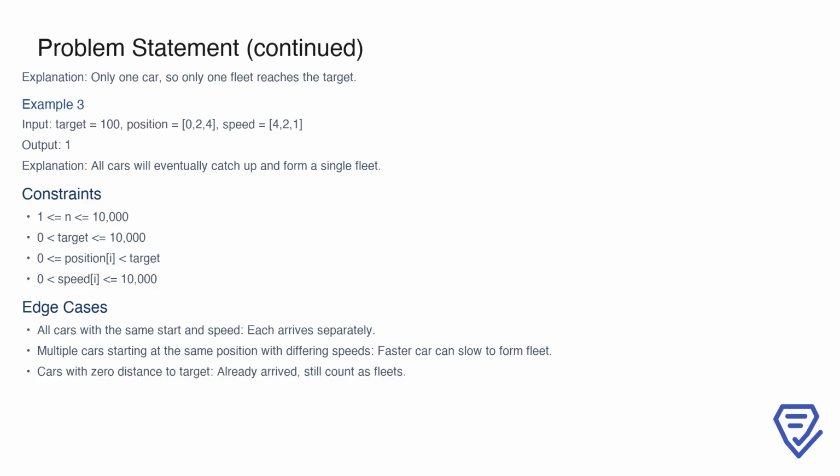Let's also consider the constraints: up to 10,000 cars, target between 1 and 10,000, all speeds and positions are positive, and positions are always less than the target. Edge cases include all cars having identical positions and speed, which results in each car becoming its own fleet. If cars start at the same position but have different speeds, the faster car will catch up and form a fleet with slower cars ahead. Cars that have already arrived at the target are counted as fleets. Understanding these cases ensures our solution is robust.